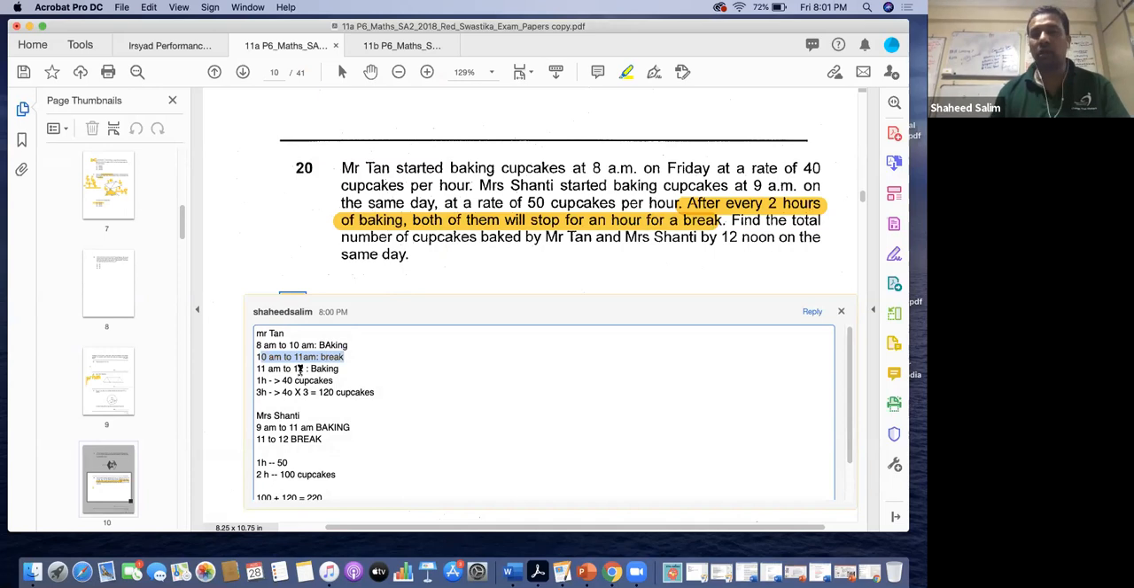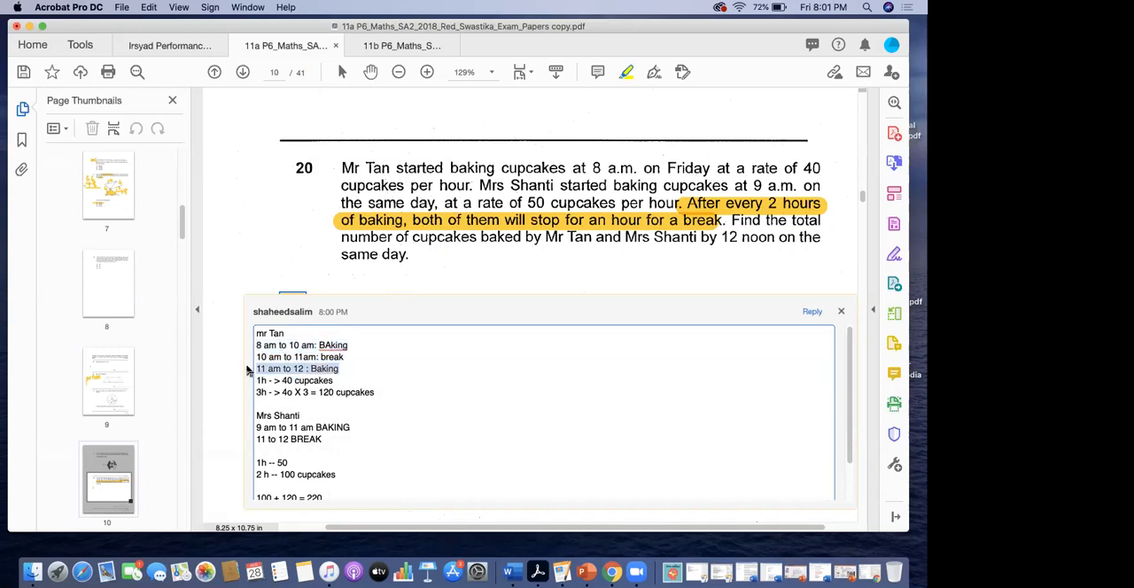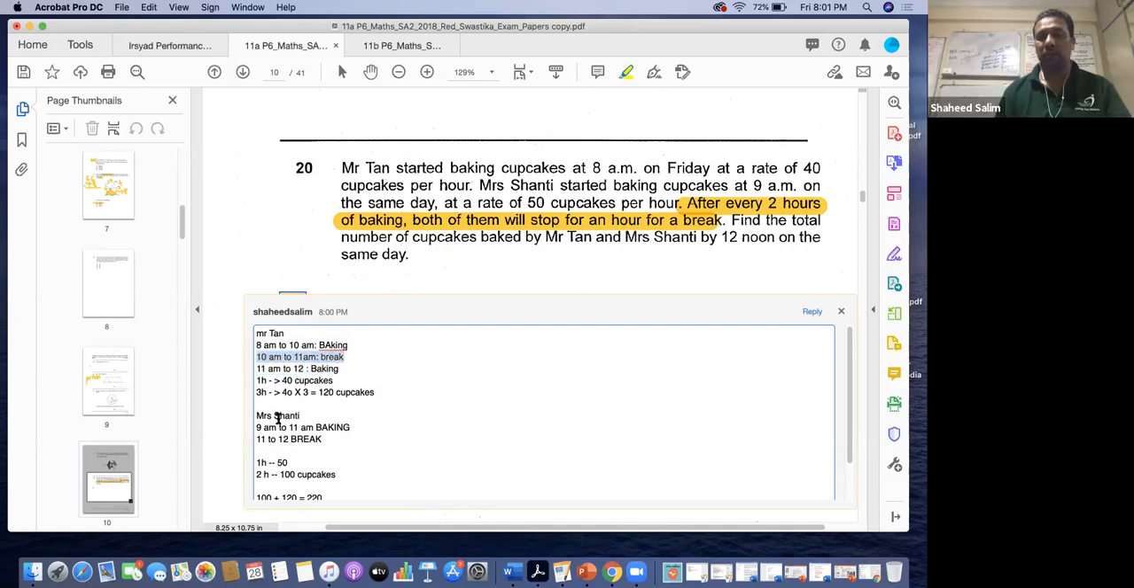12 o'clock, they must stop. So down here, Mr. Tan bakes 1 hour, so he bakes only 3 hours, not 4 hours, because he took a break 1 hour. So altogether, 1 hour, 40 times bakes, 3 hours, 40 times 3, 120.